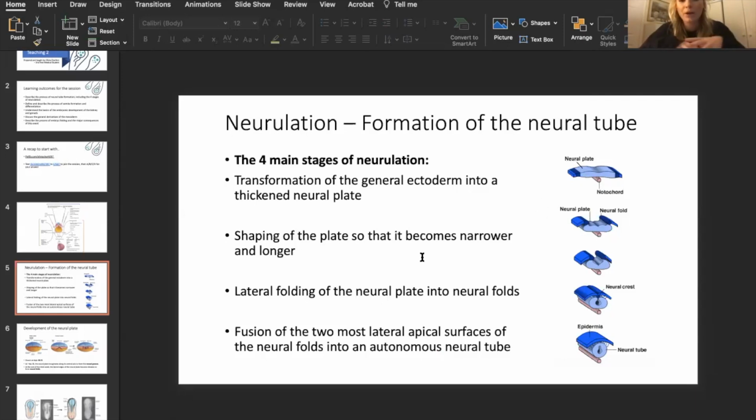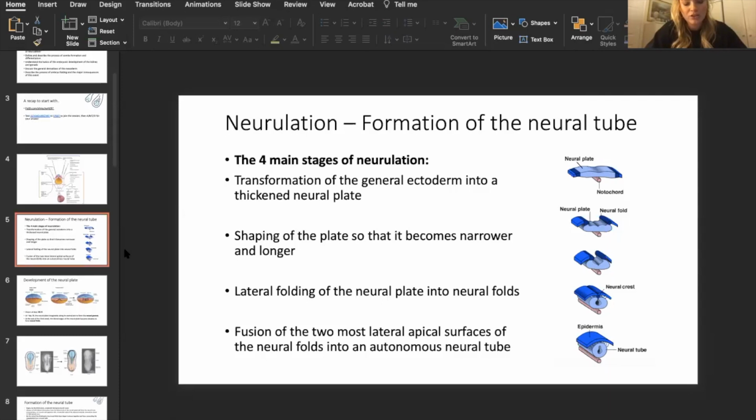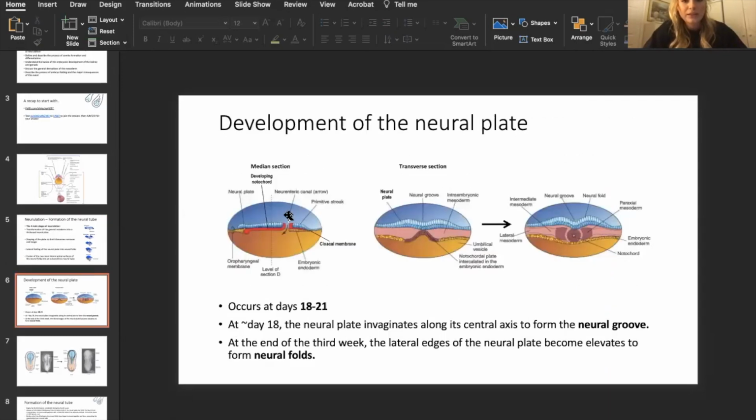The neural plate becomes shaped, so it becomes narrower and longer. And then we have a lateral folding of the edges of the neural plate, and these are then obviously called the neural folds. And finally, to become a tube, we need to have some kind of fusion event. So the 2 lateral apical surfaces of the neural folds fuse, and then they become a neural tube. So we'll go into that in a bit more detail now, but that's just a basic overview.